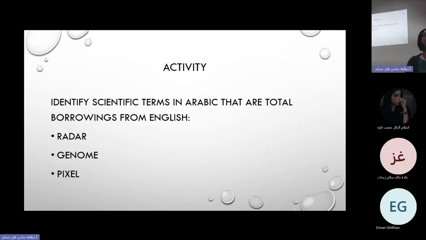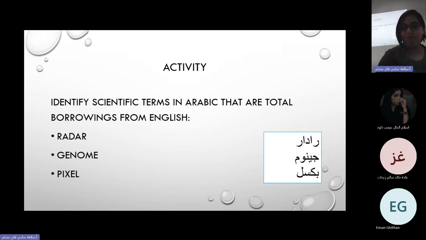Genome, which is something that has to do with the genes. Okay? Genome. It's total borrowing, you guys. Focus, it's total borrowing. Genome. Okay? Pixel. Pixel. So, this is how you do them. This is called total borrowing. Okay?